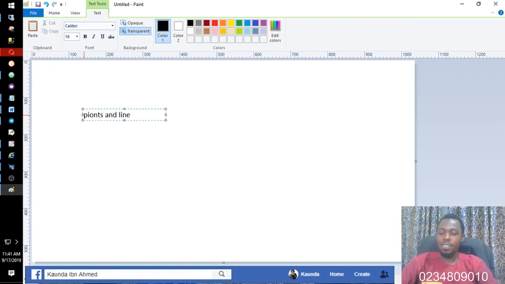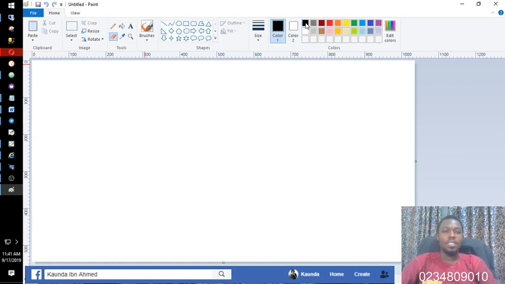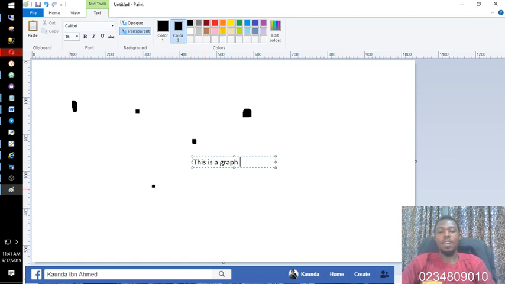Points and lines. So if I have something like this, this is a point. This is a point. This alone is enough to make a graph. This is still a graph, right from this line. So these are two points. If I add another, that means 3 points. If I add another, that is 4 points. If I add this, that is 5 points. So if I ask you to describe this graph, you see this is a graph with 5 points. That's all.